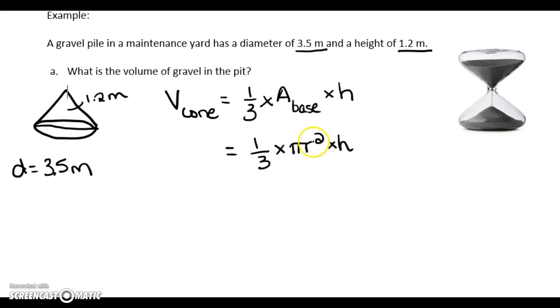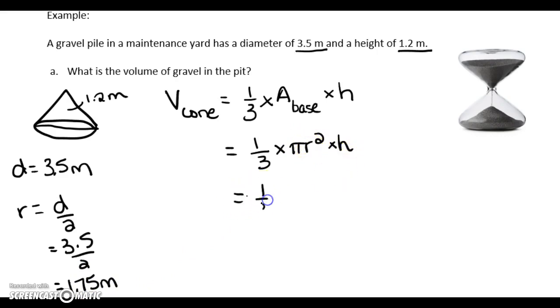So although we don't have our radius, we can easily find that from your diameter, because remember your radius is equal to half of your diameter. So just take 3.5 and divide that by 2, and we should get that our radius there is 1.75 meters. So we can plug it into our formula. We know our radius, we know our height, so let's plug that in.